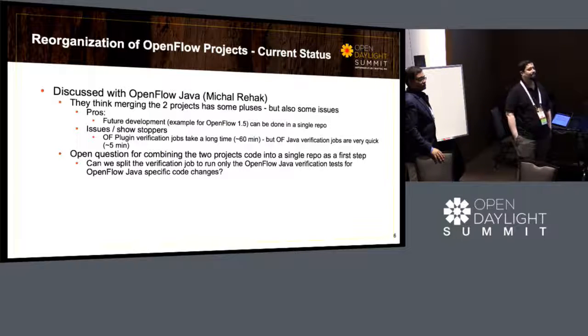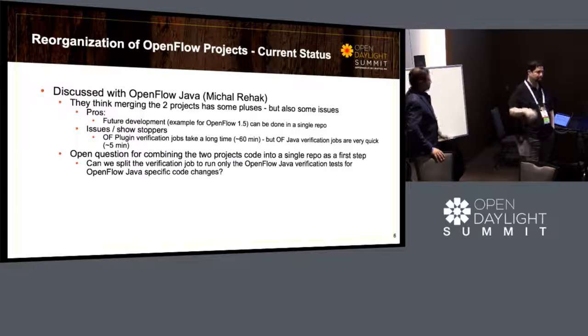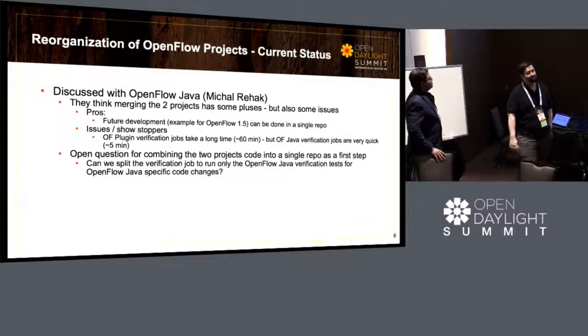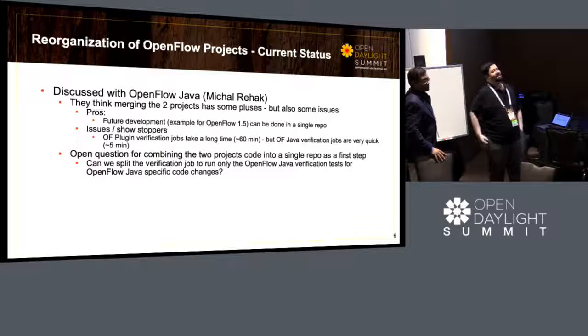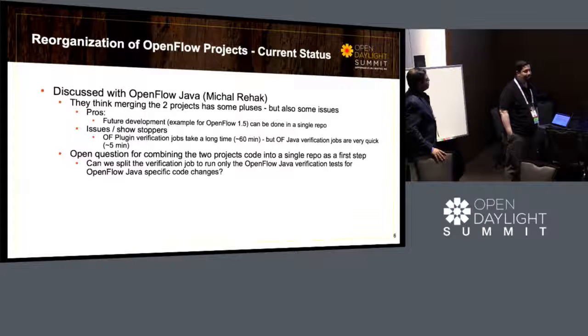So why would that be an issue? Because we are not often going to change things in Java. But if an OpenFlow Java developer wants to make a change, he or she would need to spend more time, as opposed to currently, where he or she can just do a quick test. Mostly the work is in the plugin, much more than in Java. So most of the time it should not be that much of an issue, but still it's an issue that we need to think about.